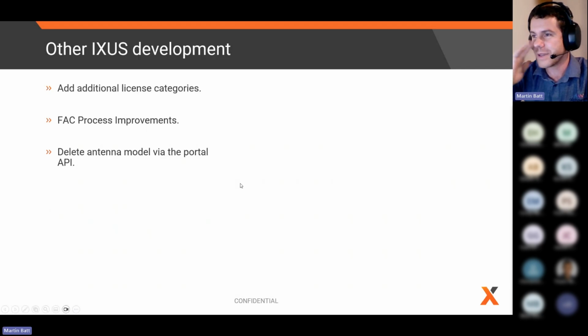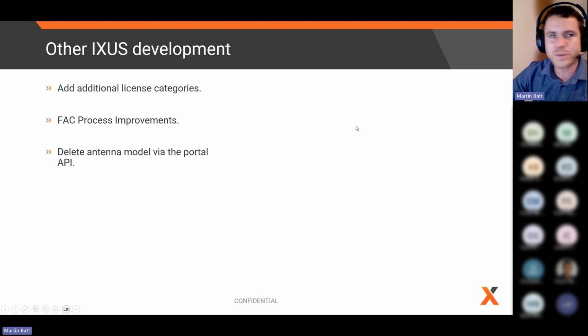Okay, some other IXUS development. This is also development that we are doing. It's not directly related to the clients, it won't impact your day-to-day, but it does help us support you better in our tool. So the addition of more license categories in the portal, FACT process improvements, which once again stemmed from the investigations that we did with our calculation engine, and the ability to delete antenna models via the portal API.